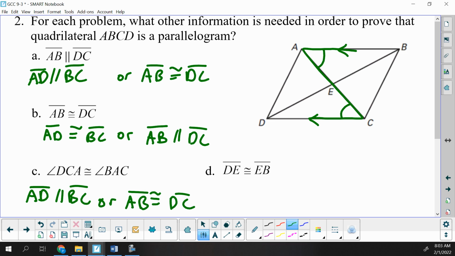Now you could also say your alternate interior angles for the zigzag going the other way could be congruent, and that could eventually help us get parallel, but just listing the side parallel is a little bit more direct.